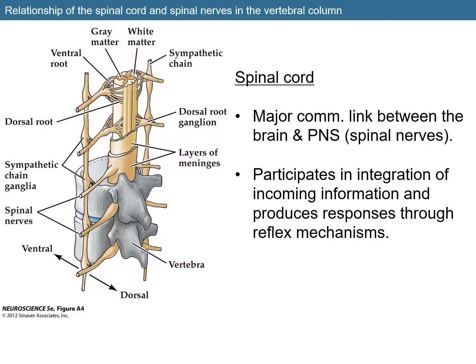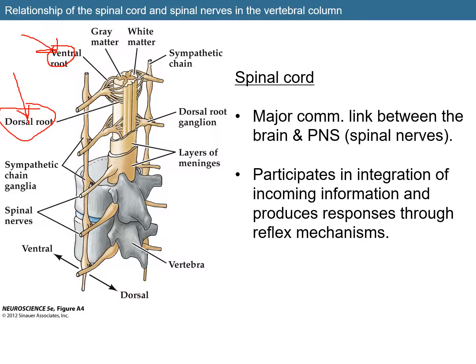So let's talk a little bit more about the structure of the spinal cord. When you look at the structure, you can see that there are dorsal roots and ventral roots. The dorsal roots carry the incoming sensory information coming into the spinal cord, and the ventral roots carry the outgoing motor function. It's also important to note, we talked a little bit about these ganglia.